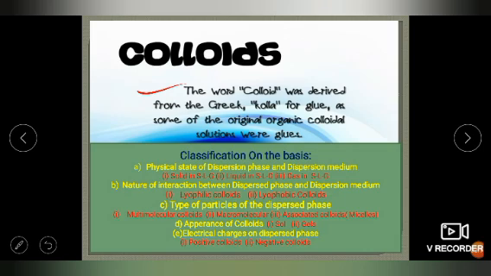The third classification is on the basis of types of particles, or you can say the size of particles. If many small molecules cluster, it is called multimolecular. If the size is big, macromolecular. If a group of particles is there, then associated colloids.